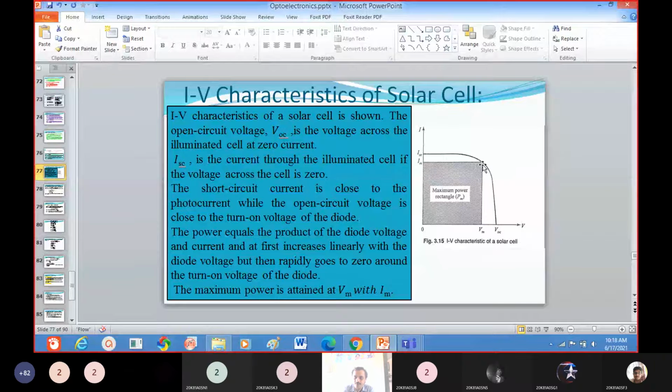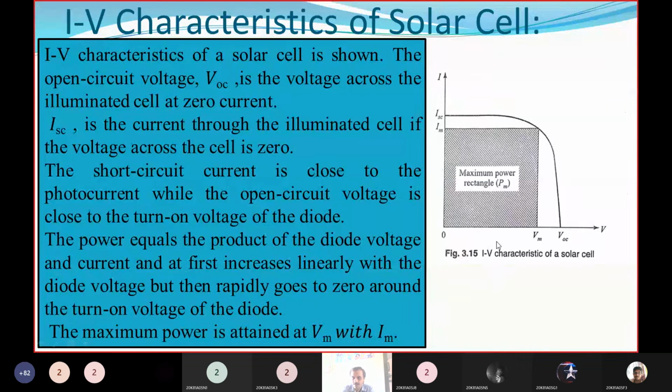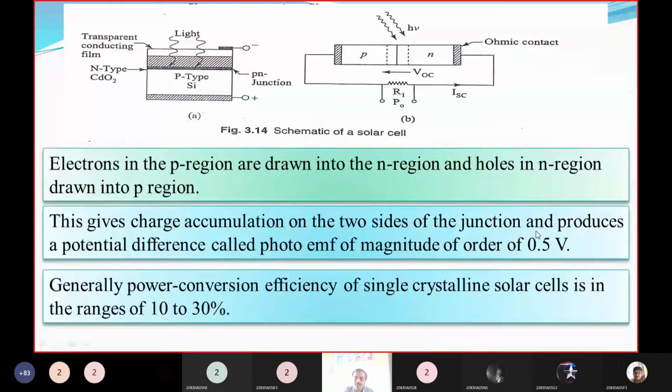If you draw the curve of power versus voltage, the power increases with voltage up to a particular value, and after that the power suddenly drops to zero. At this point we get the maximum power, and the corresponding current Im and voltage Vm.